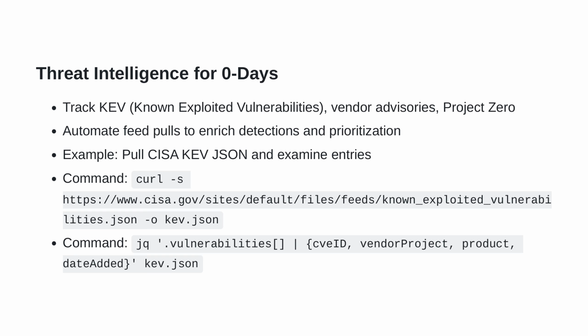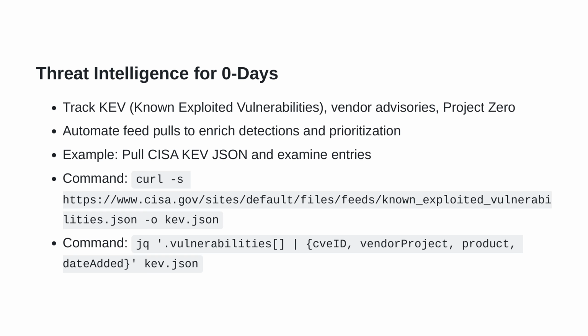curl https://www.cisa.gov/sites/default/files/feeds/known_exploited_vulnerabilities.json -o kev.json; jq to extract vulnerability CVE ID, vendor project, product, date added from kev.json. Pipe that output into your SIEM or EDR enrichment, so any alert tied to a KEV CVE gets higher priority. Use date added to highlight fresh entries and fast-track containment.